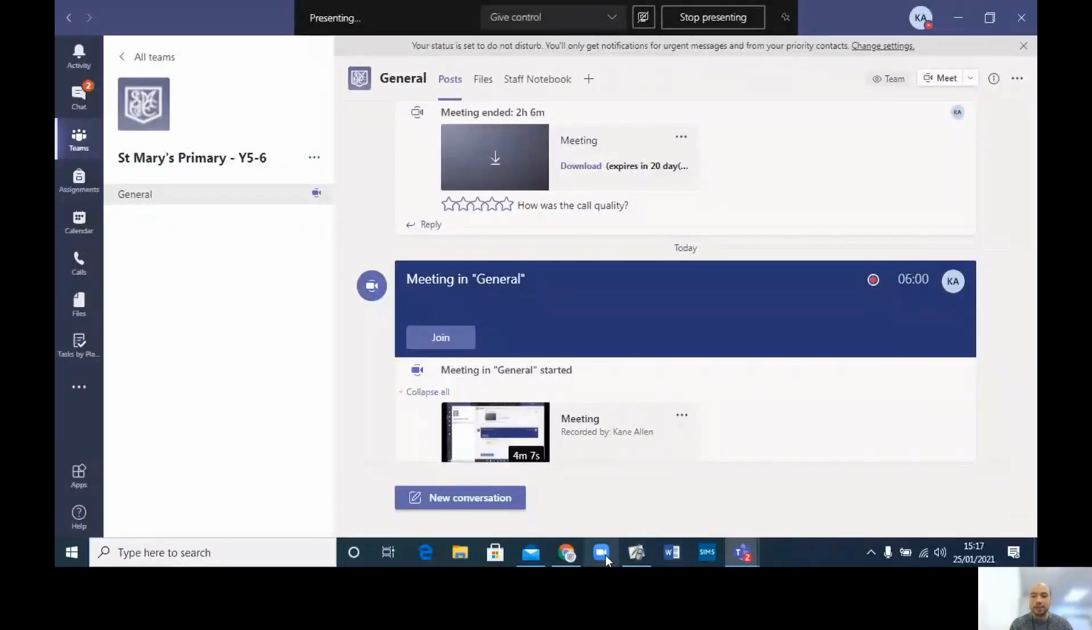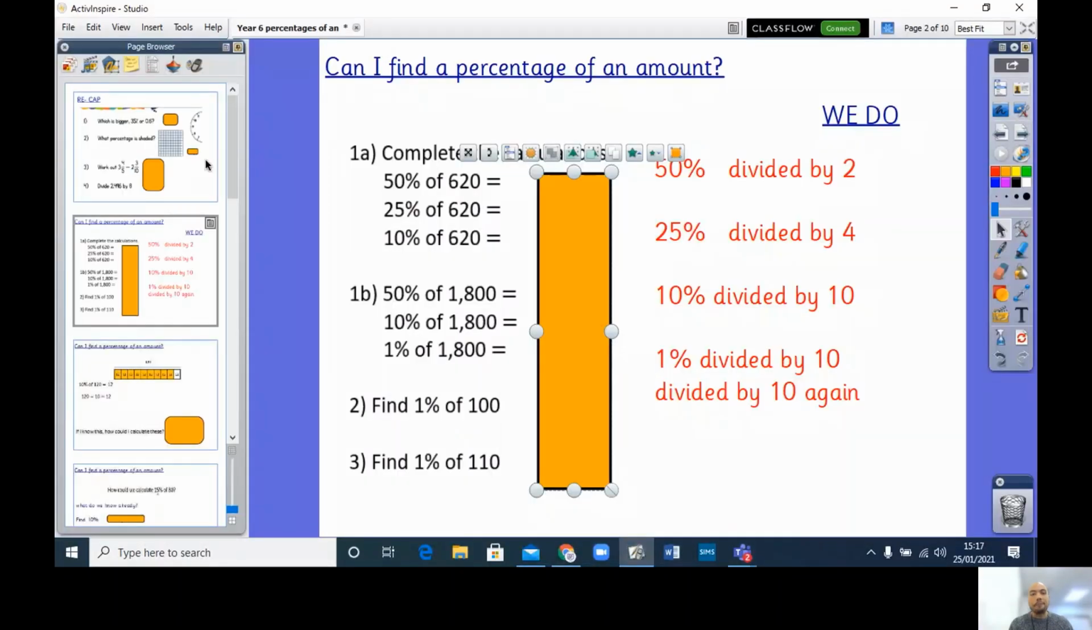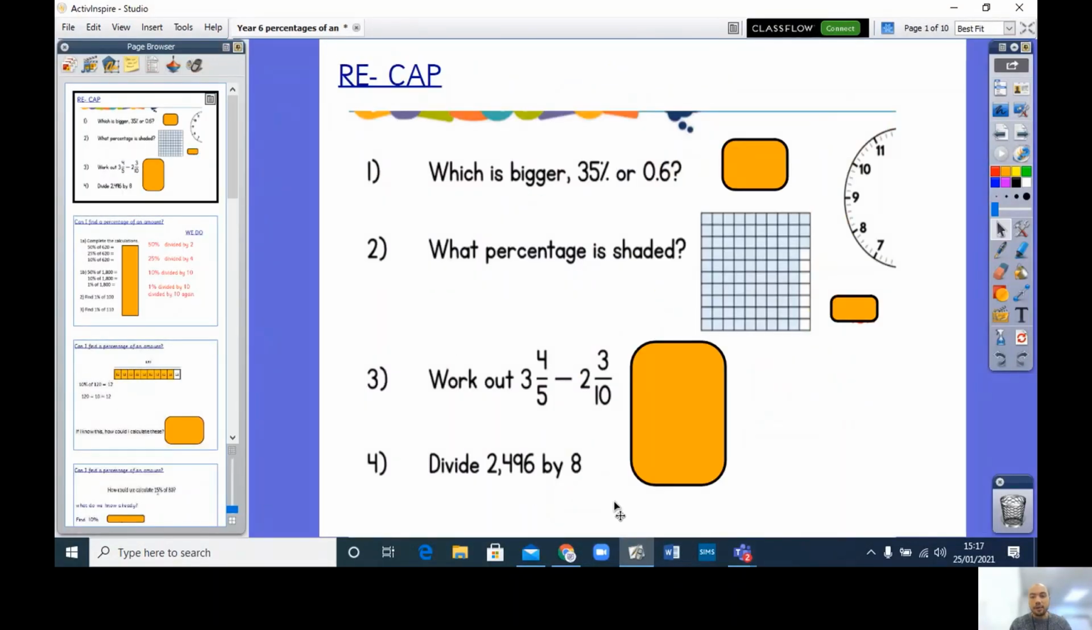Good morning, Year 6, and welcome to our second lesson on finding percentages of an amount. Today's lesson is directly linked to yesterday's learning. First of all, we're going to recap our previous learning from the last couple of weeks. So pause the video and have a go. When you come back, we'll briefly talk about each question.